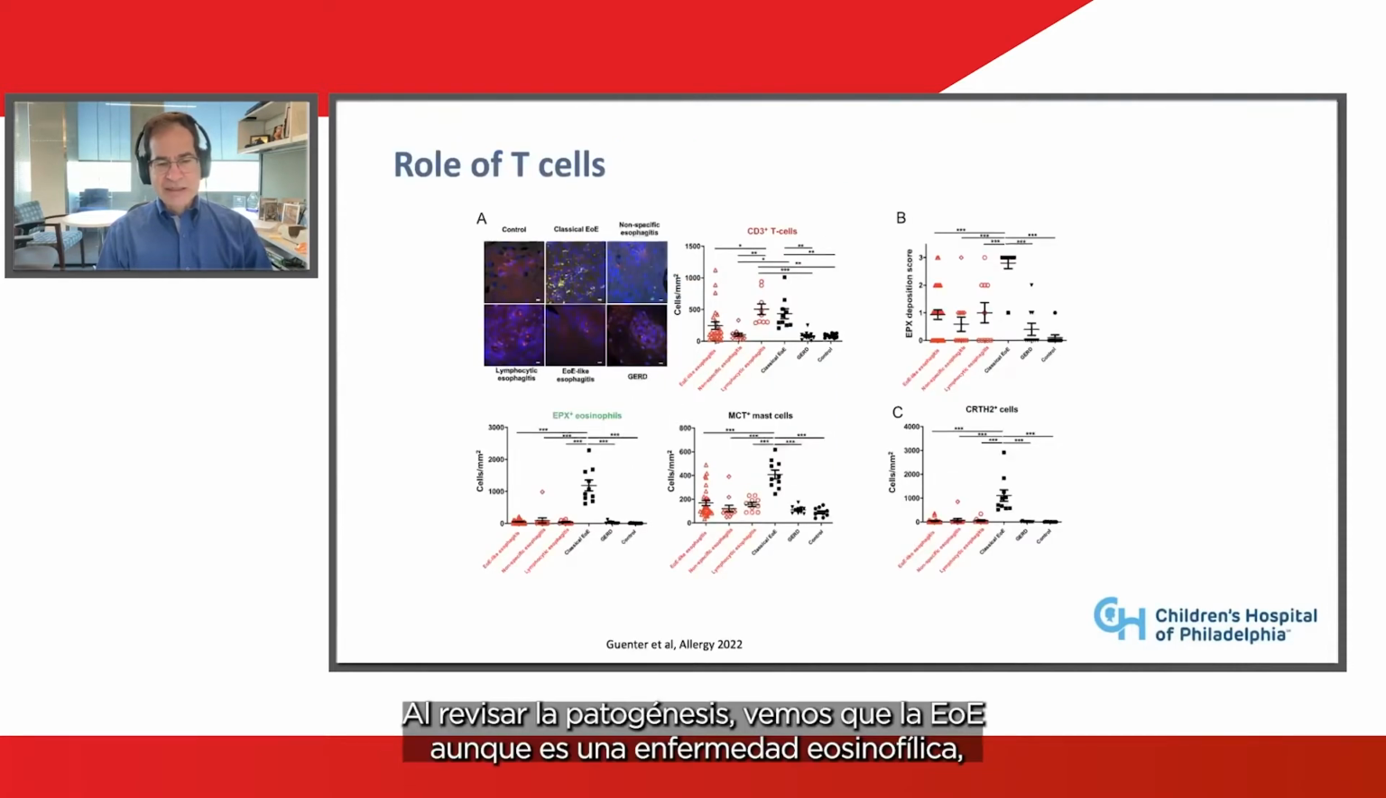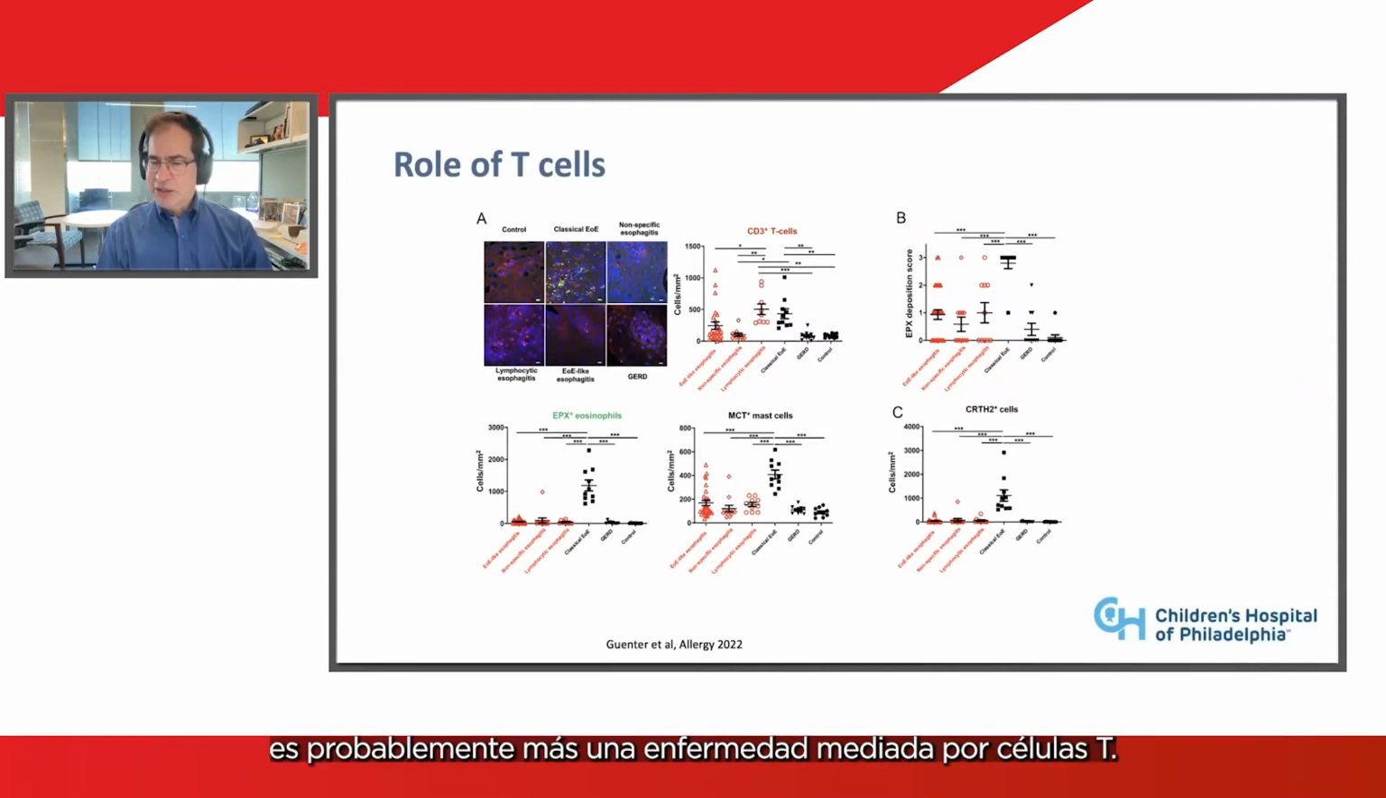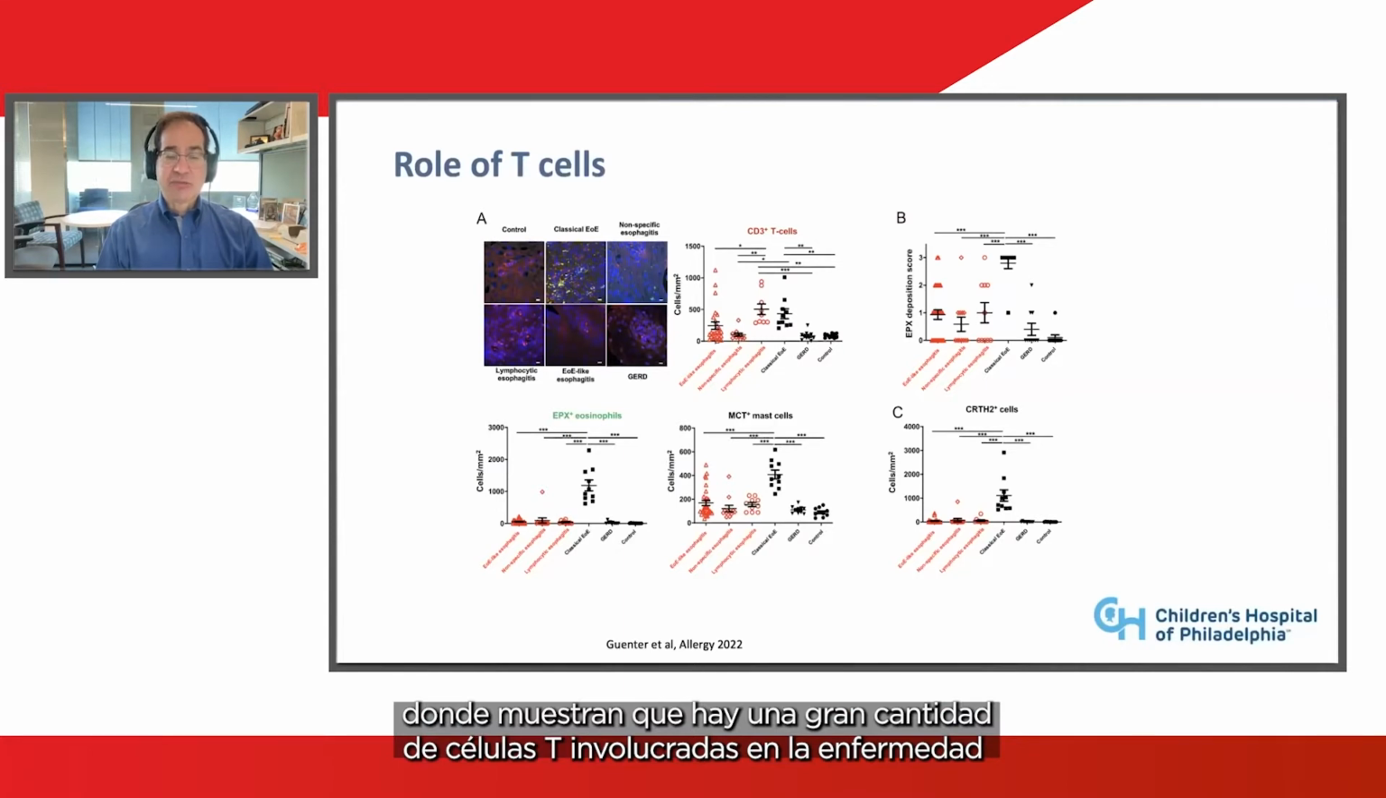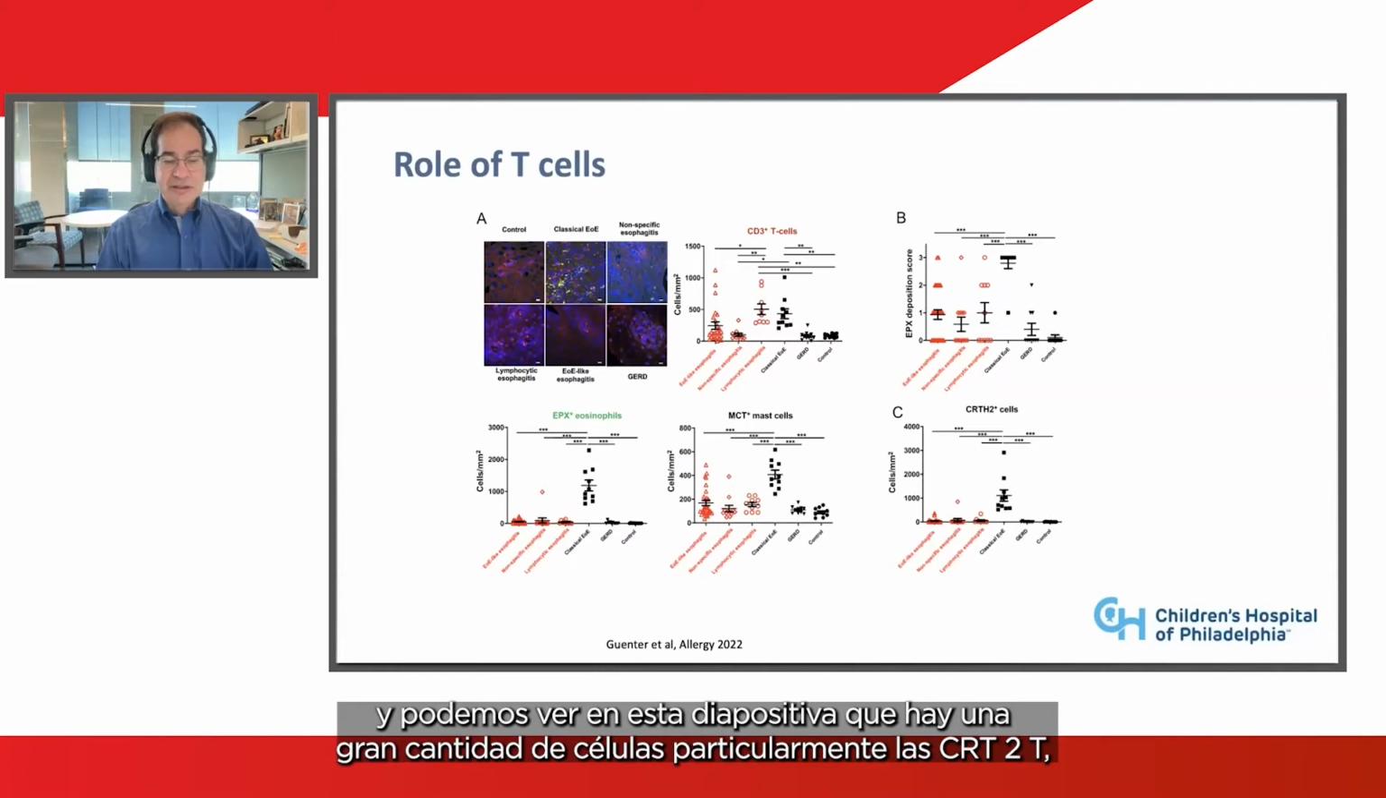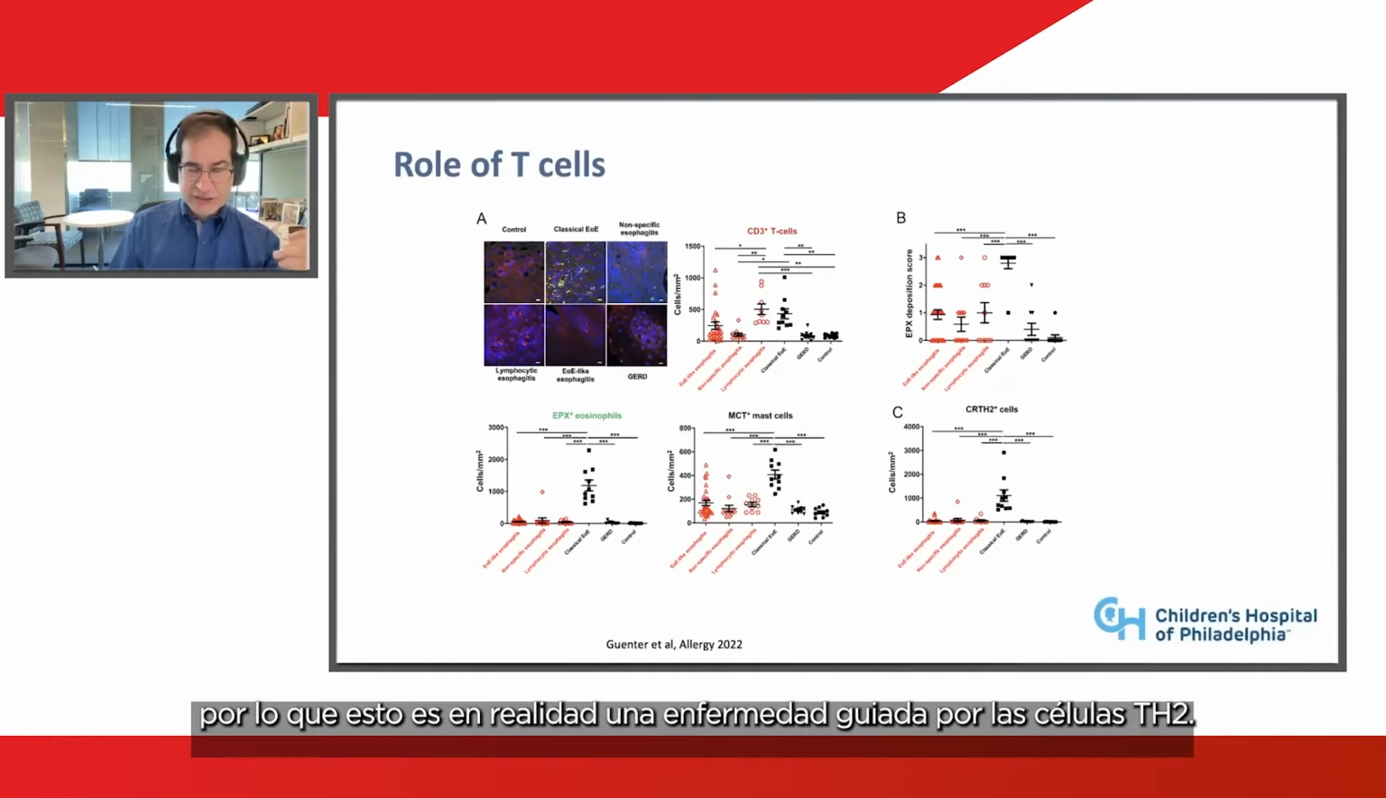All right. I'm going to go briefly over pathogenesis, because it's important. EoE, even though it's an eosinophilic disease, is probably a T cell driven disease more than an eosinophilic disease. This is a paper out of the MGH group, and you can see that a large number of T cells are involved in the disease. You can also see mast cells involved, and particularly the CRTH2 T cells. So it's really a Th2 driven disease.